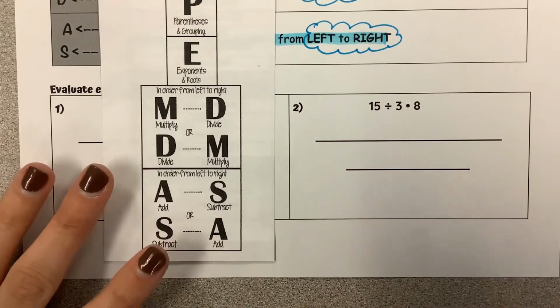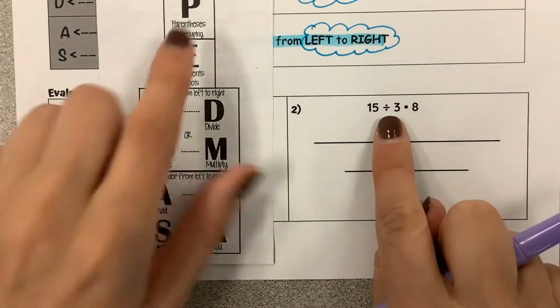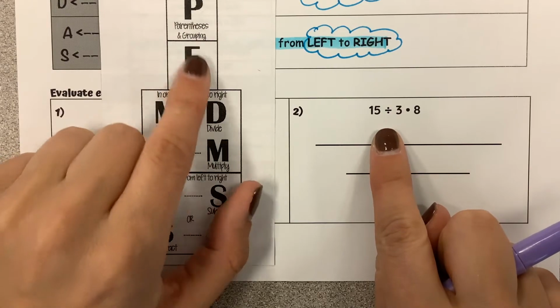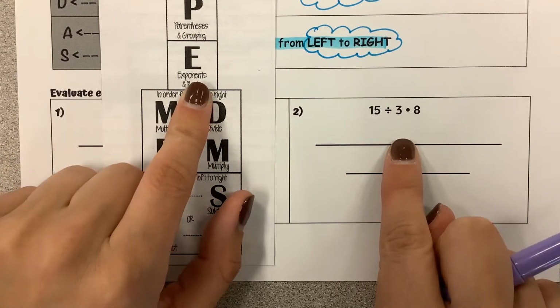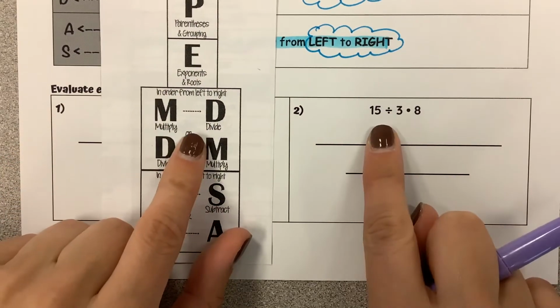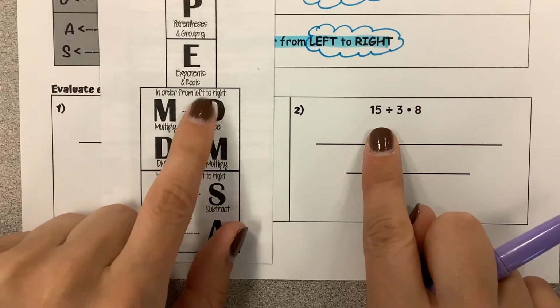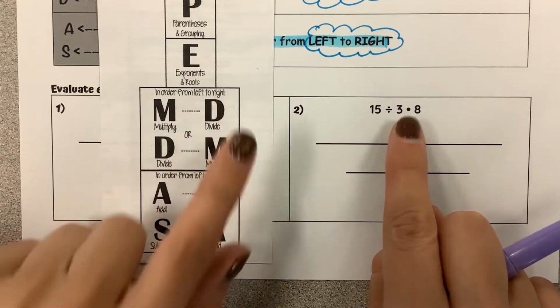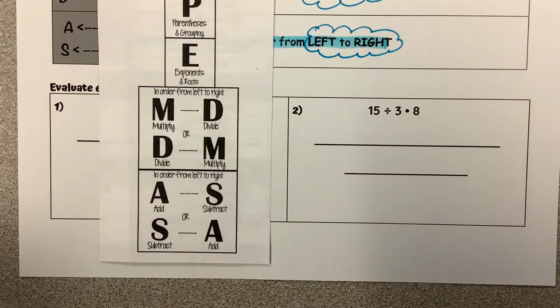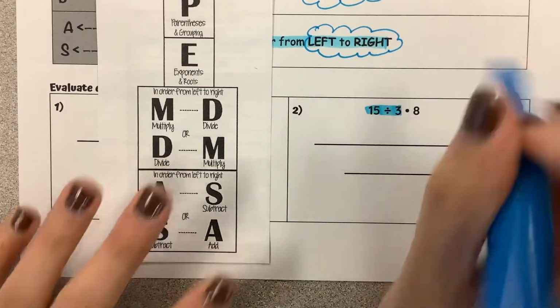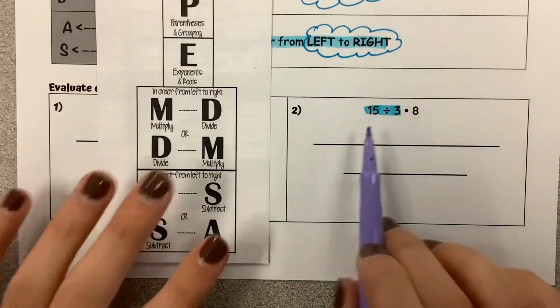Okay, let's look at example 2. Going through the process. Are there parentheses? No. Are there exponents? No. Is there multiplication or division? Yes. And again, we have to go left to right. So we're not actually starting with the multiplication. We are going to start with the division because that is furthest to the left.